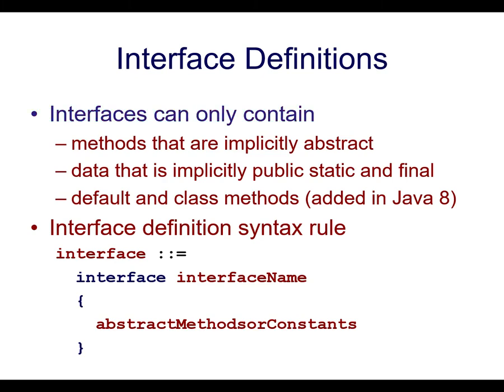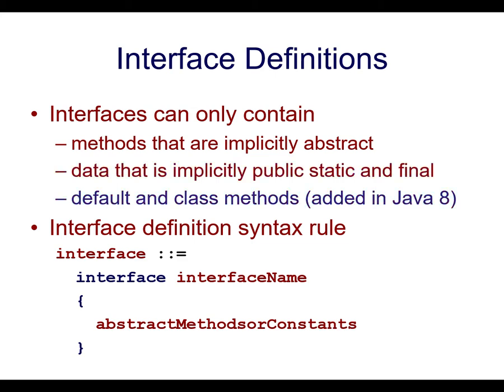An interface is best defined by explaining what it is allowed to contain. First, it can have abstract methods. These methods are implicitly abstract and public, so it is customary to omit both modifiers. We can have data that is implicitly public, static, and final, which means they are constants. As before, omitting all three modifiers is customary.